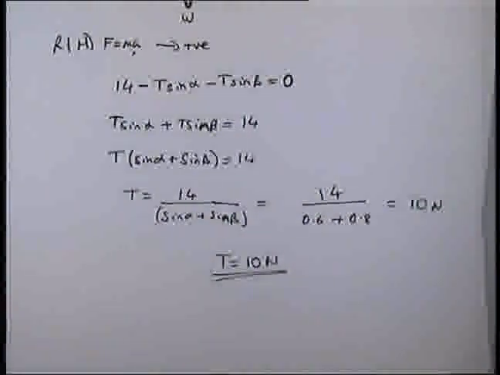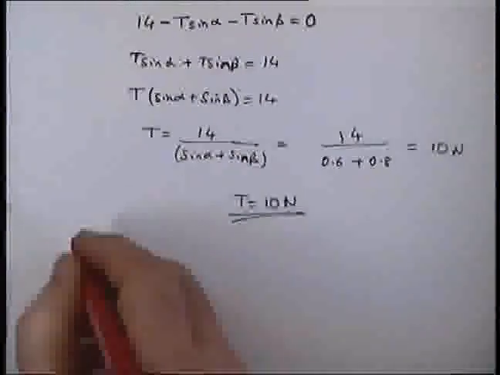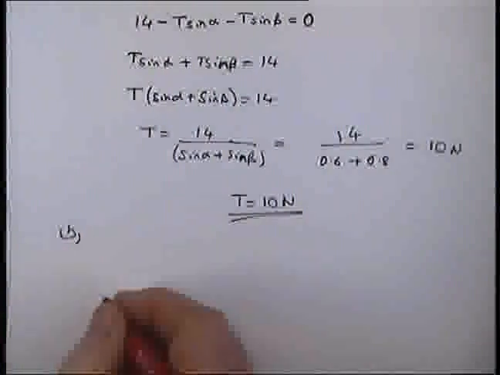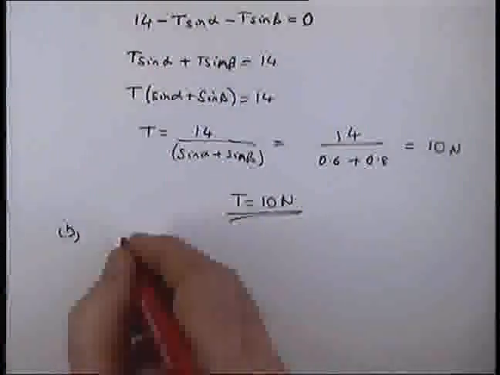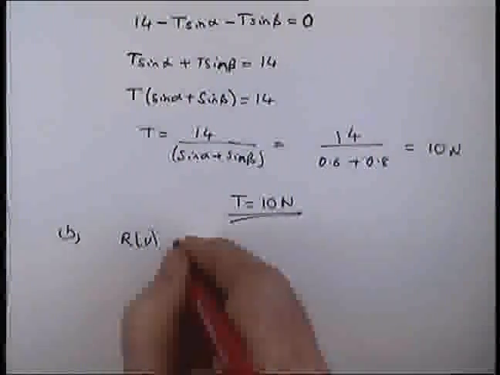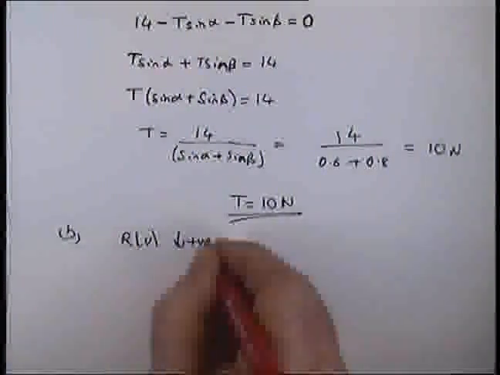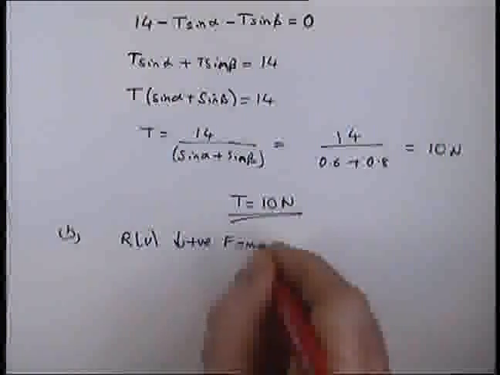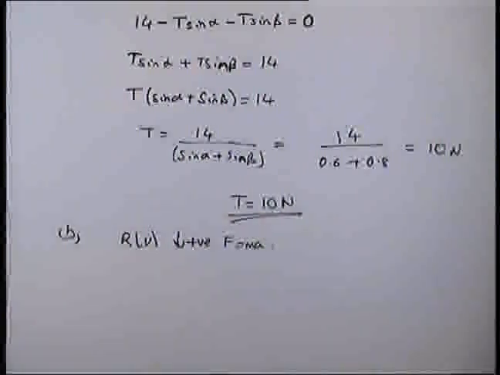Okay. Right, now we're going to work out part B, which is the weight W. To do that, we're going to resolve vertically this time. And again, it doesn't matter which direction you take as positive. I'm going to take down to be positive, using F equals ma. So can you resolve the problem vertically? And when you're ready, start the video again.